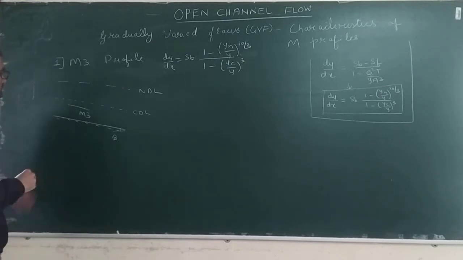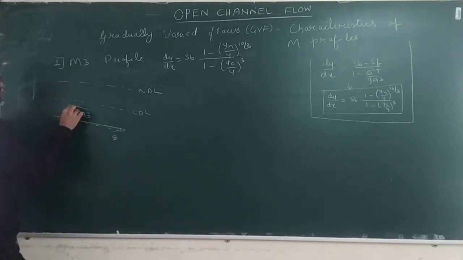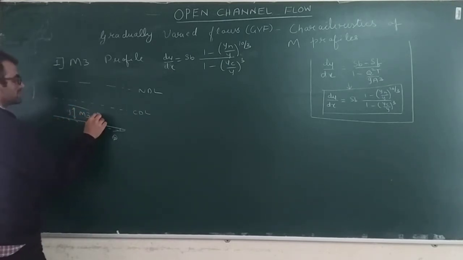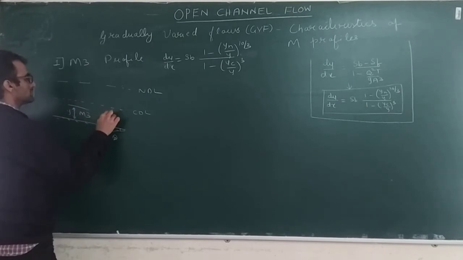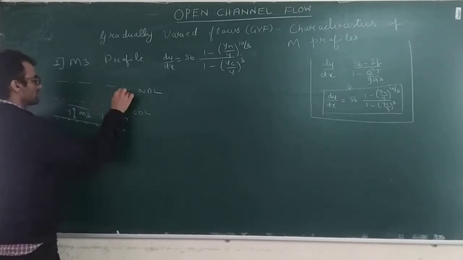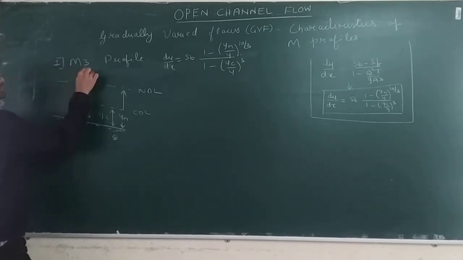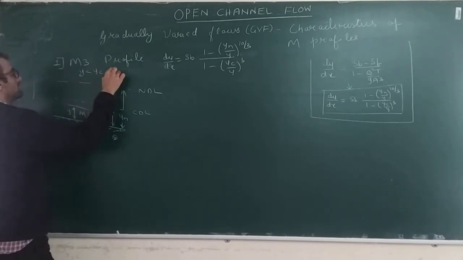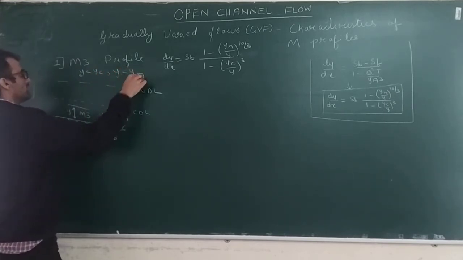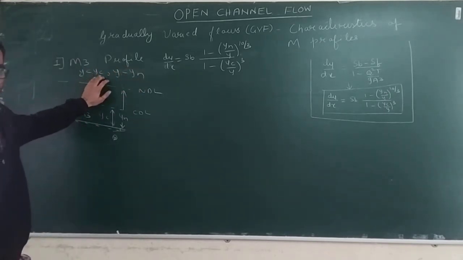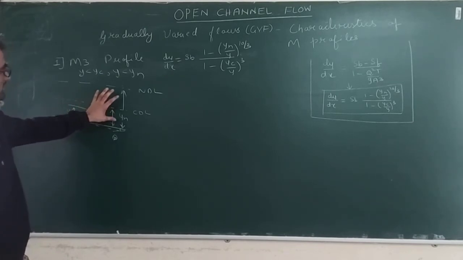Okay. What about the depths? So this is the flow depth. Flow depth is less than YC and YN both. So for the M3 profile, the characteristic is that depth is less than YC and depth is less than YN, both normal and critical depth. The flow depth is less than normal and critical depth.